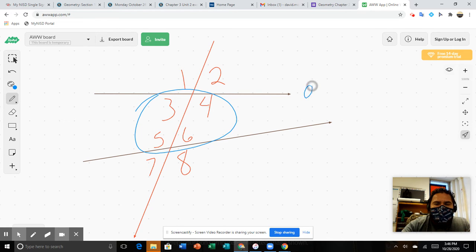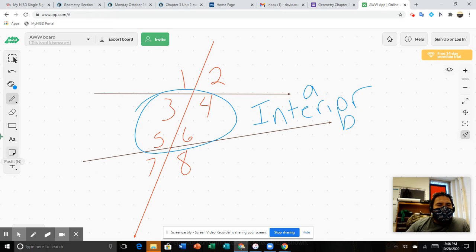Let's call this line A and we'll call this line B. All four of those angles are inside, so that's why we call those interior. There are two different types of interior angles, and one of them is alternate interior. Let me go ahead and erase this real quick. The word alternate means opposite sides. So we know that this is the interior right here.